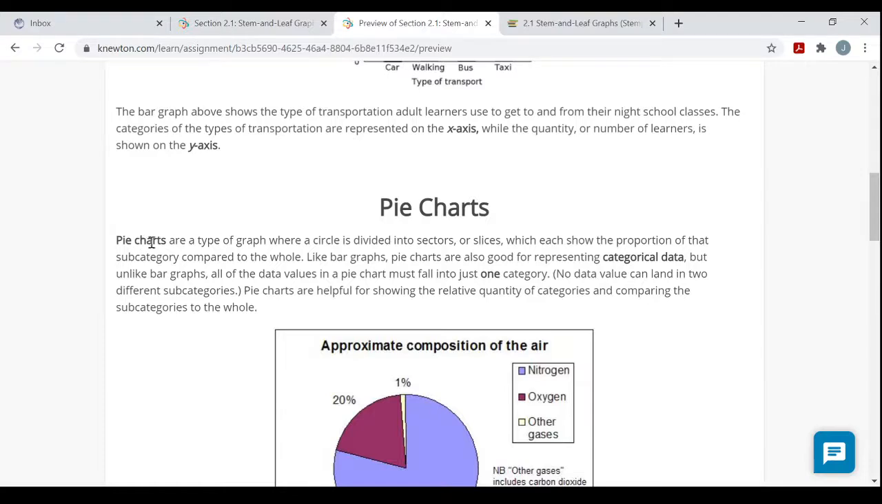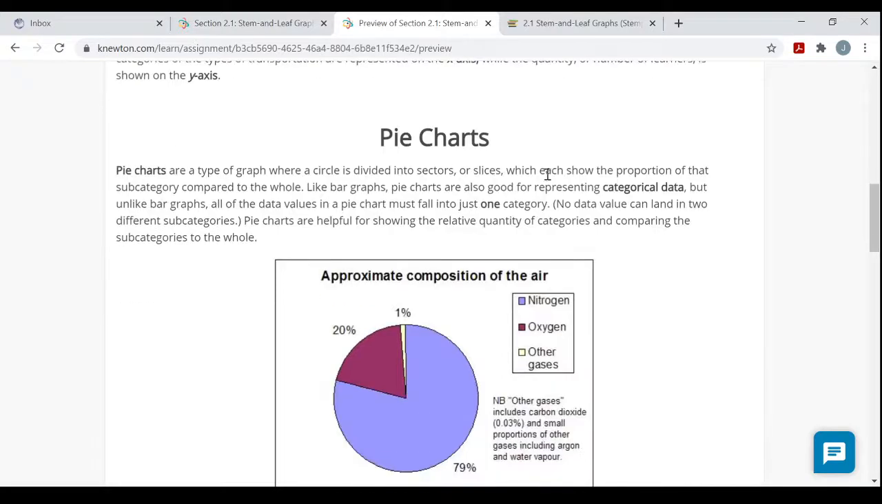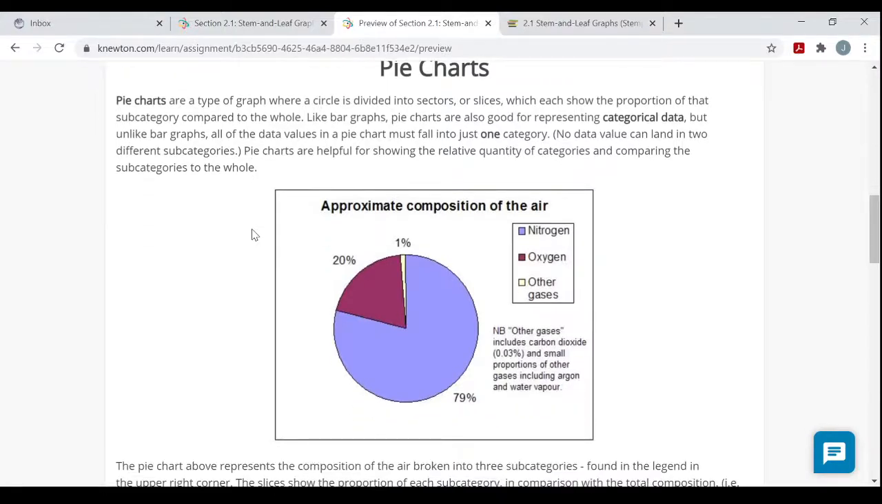Pie charts. Pie charts are a type of graph where a circle is divided into sectors or slices, each of which shows the proportion or percentage of that subcategory compared to the whole. It's all about percentages in a pie chart. Like bar graphs, pie charts are also good for representing categorical data. But unlike bar graphs, all of the data values in a pie chart must fall into just one category. No data value can land in 2 different subcategories. Every piece of data is represented by a single slice.